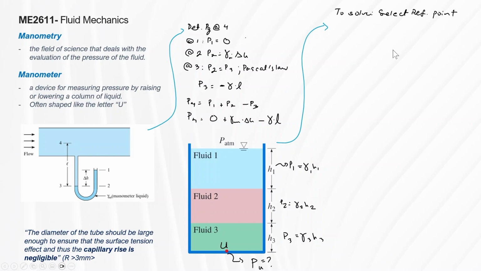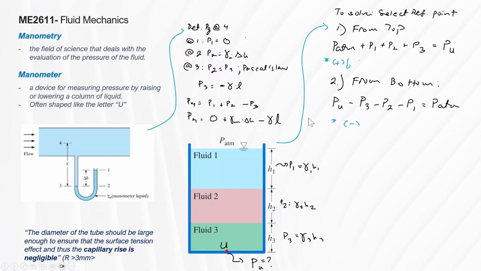To solve, select a reference point. So in this case, pwede tayo from the top. So gawin natin, pababa tayo all the way down, from the top down. So i-add muna natin atmospheric pressure plus yung P1 plus P2 plus P3. Yun yung magiging pressure ng PU. Pwede rin naman from the bottom. Mangyayari nun PU minus P3 minus P2 minus P1 equals atmospheric pressure, and basically transpose lang. It's kind of funny way of putting it that way.